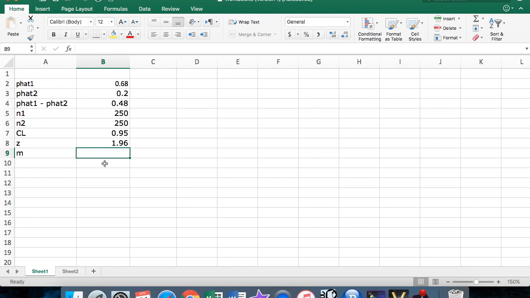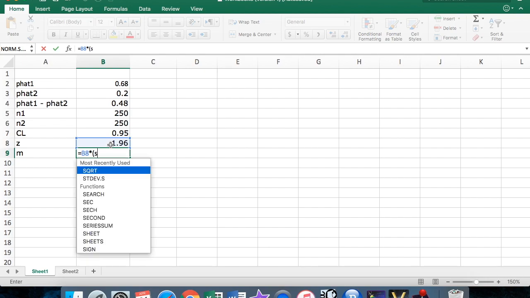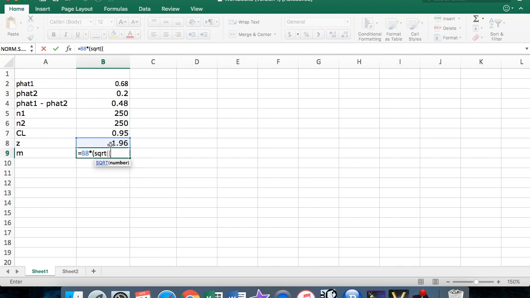So my margin of error is your z-score times the standard error for this problem. Your standard error for a difference in proportions is the square root of p-hat1 times 1 minus p-hat1 divided by n1, that's the first one, plus p-hat2 times 1 minus p-hat2 divided by your n2. Okay? And there you go. That's your margin of error.